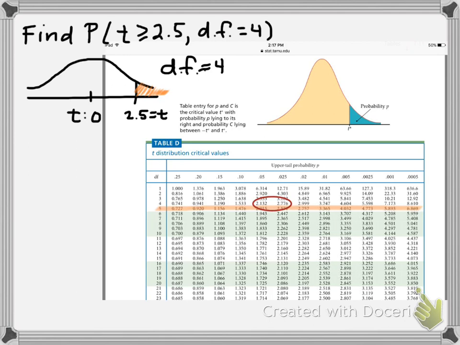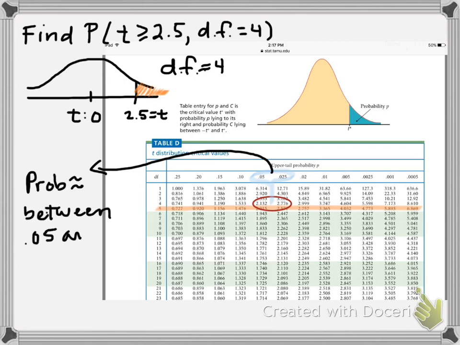I'm going to look above at the very top where I can see the probabilities. And so I can tell that the probability is going to be somewhere in between 5% and about 2.5%. And that's about as close as I can get on a t-table. If we want to get any closer, we'll probably have to use a graphing calculator or some other software to get us closer than that.